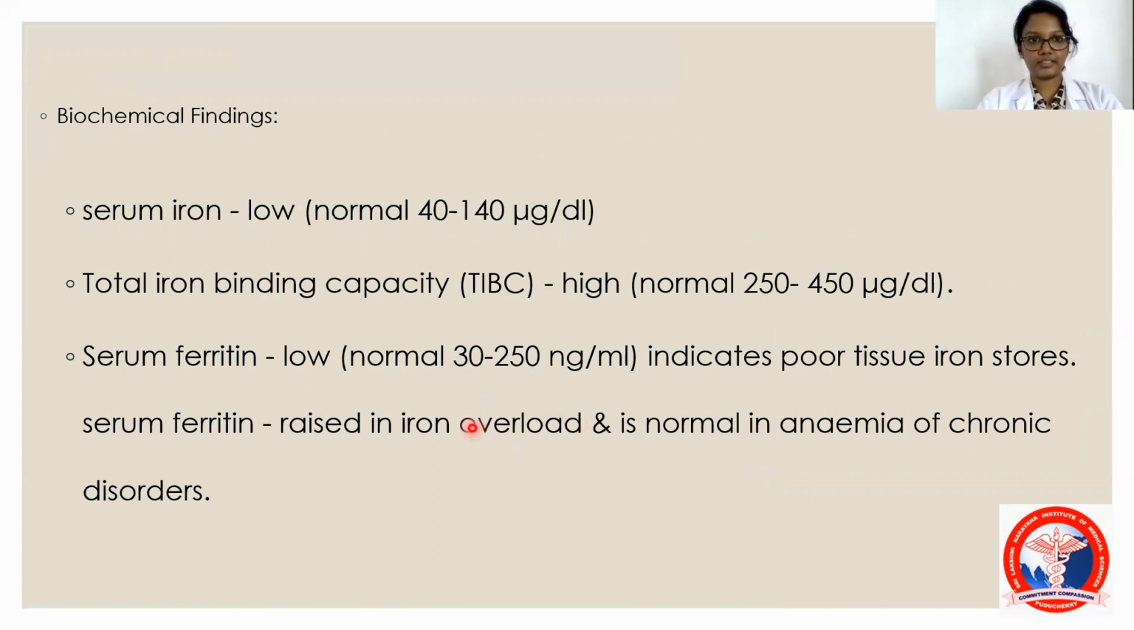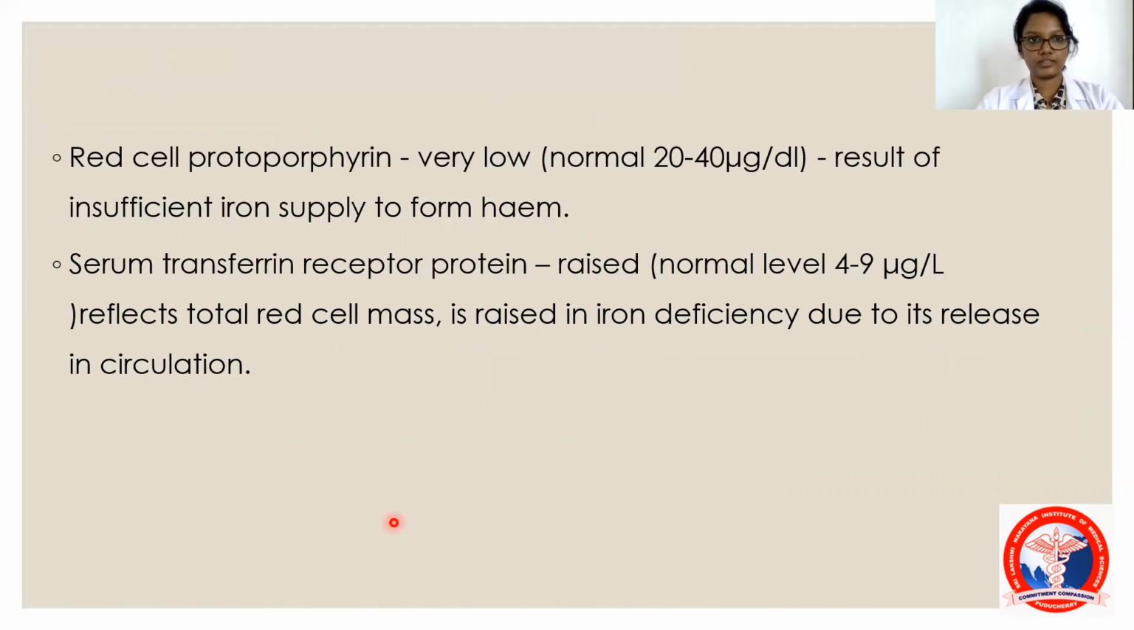The other biochemical findings are a low serum iron level, total iron binding capacity will be high, and low storage iron, which is serum ferritin. Other findings are red cell protoporphyrin, which is very low, and serum transferrin receptor protein will be raised.